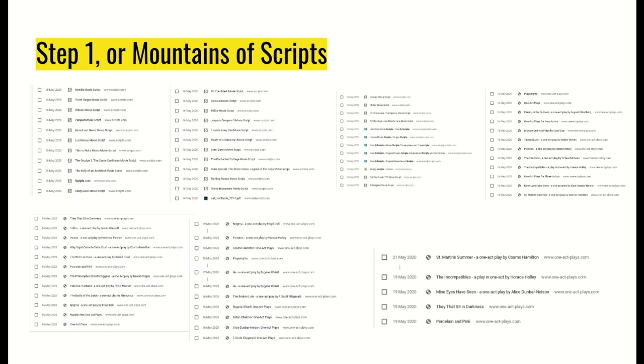Step 1 is to find a script that you really care about. I read through so many scripts on several websites until I found one that really spoke to me. Unlike a professional, I wasn't hired for a specific job, so I had the luxury of really getting to pick a story because I liked it. I decided to go with a 1-act play with a limited amount of characters because of the time constraints of the project. I ended up choosing St. Martin's Summer by the British writer Cosmo Hamilton.